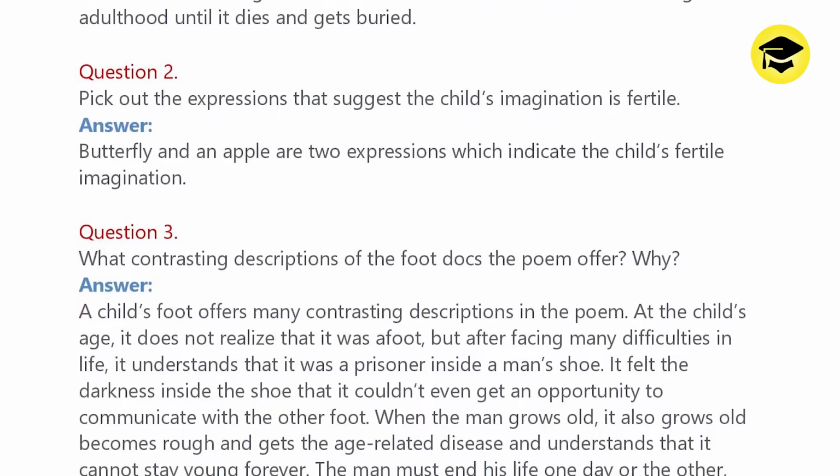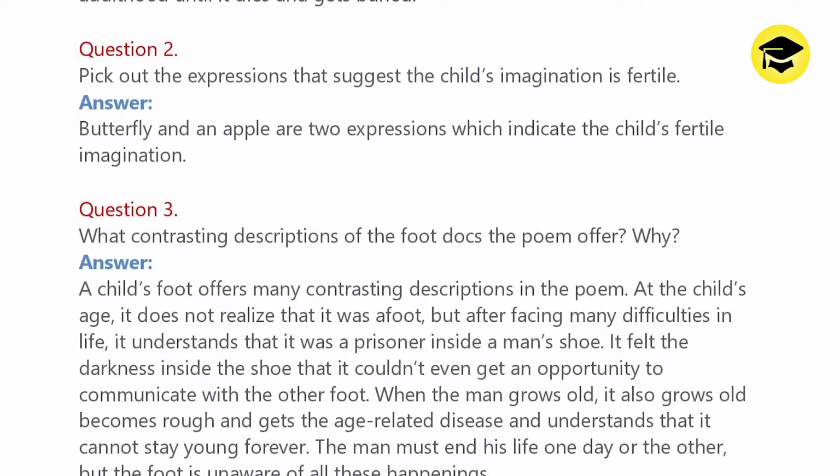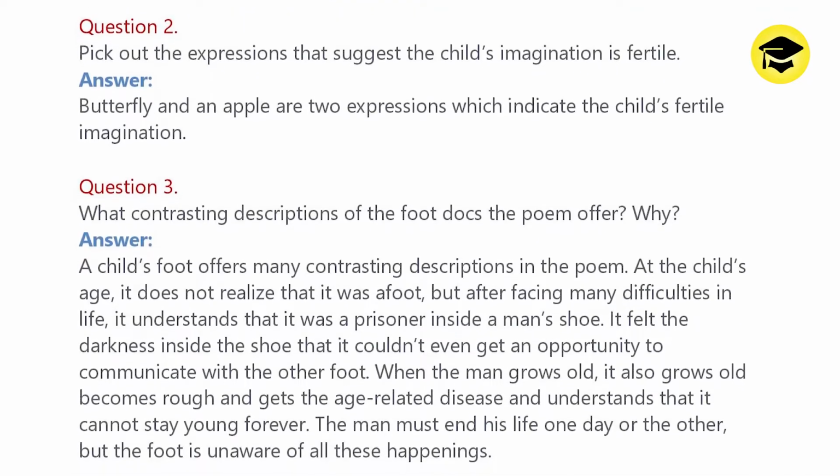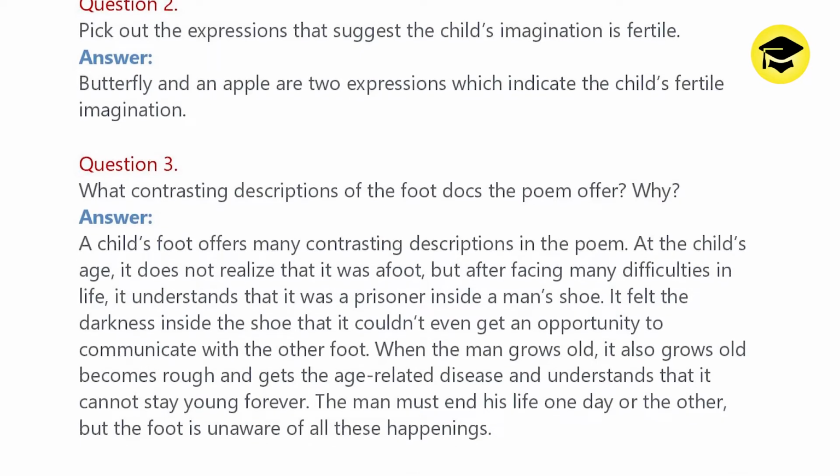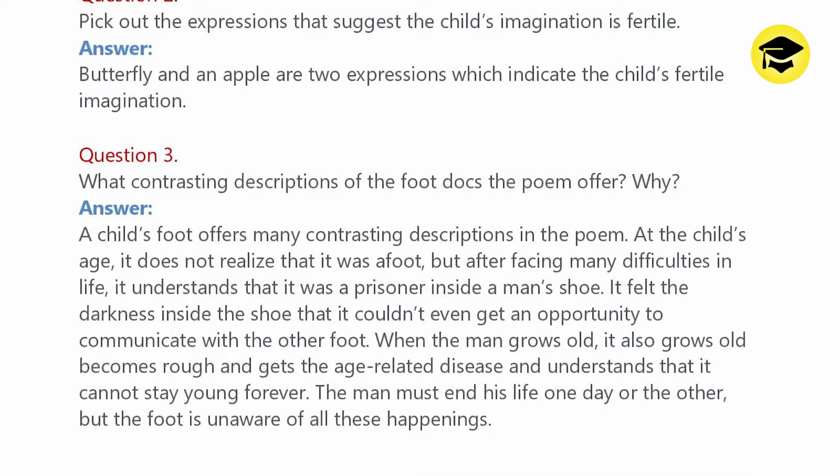Question 3. What contrasting descriptions of the foot does the poem offer? Why? Answer. A child's foot offers many contrasting descriptions in the poem. At the child's age, it does not realize that it was a foot, but after facing many difficulties in life, it understands that it was a prisoner inside a man's shoe. It felt the darkness inside the shoe, so that it couldn't even get an opportunity to communicate with the other foot.